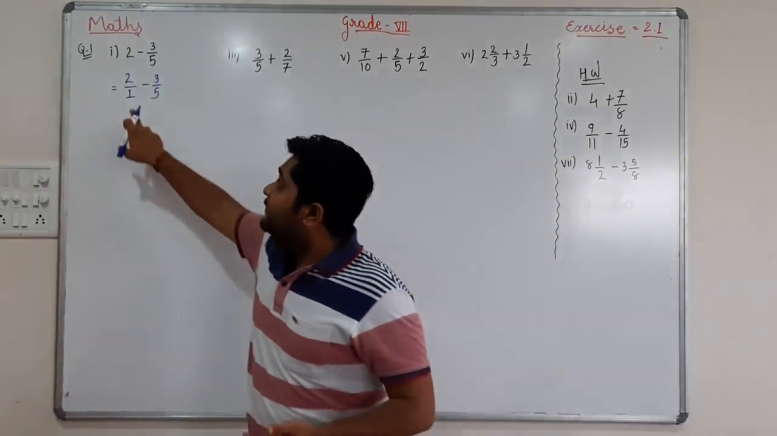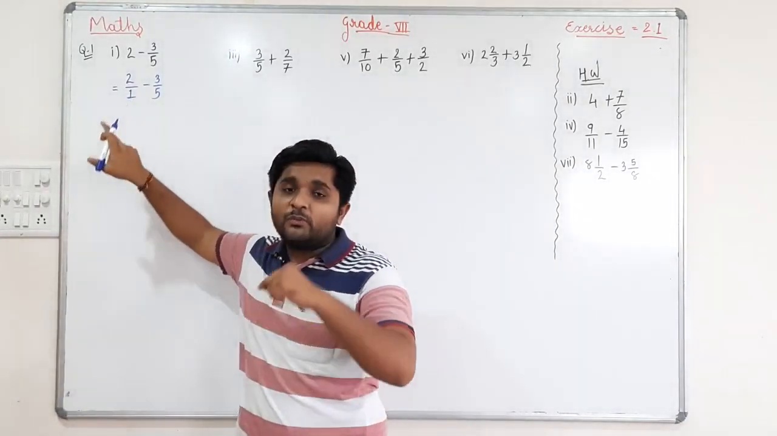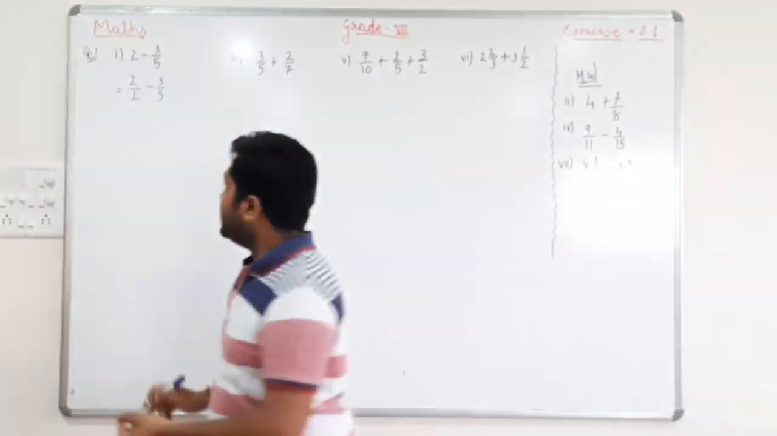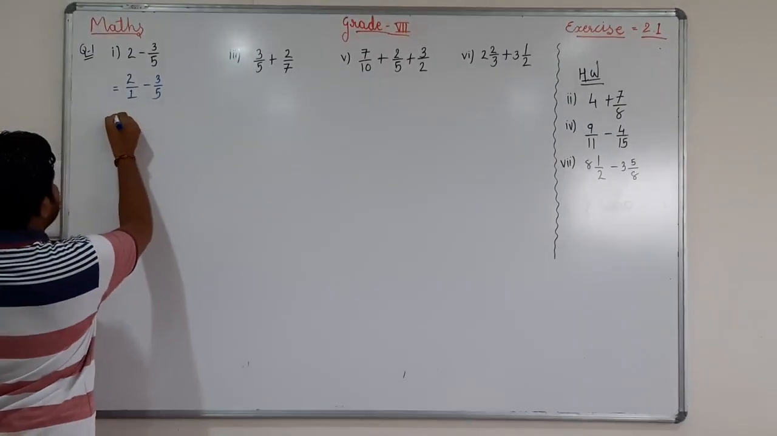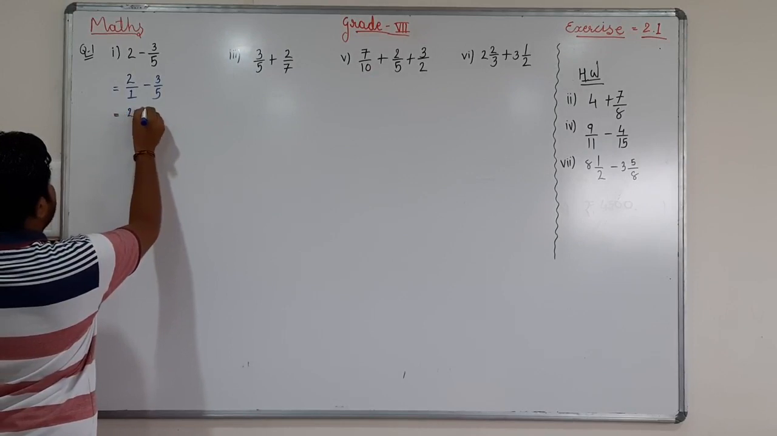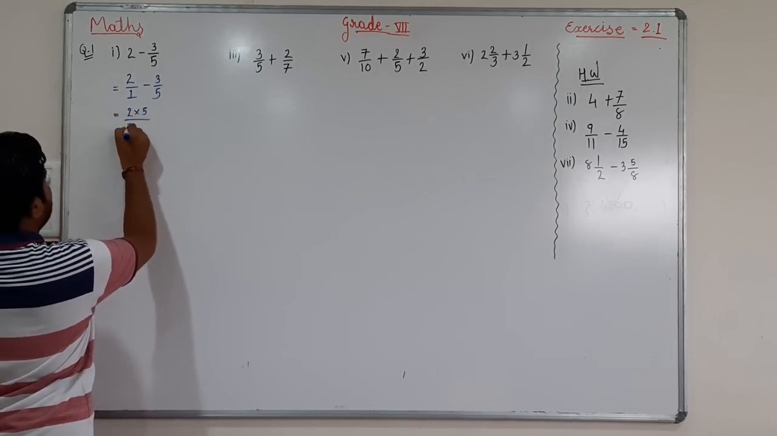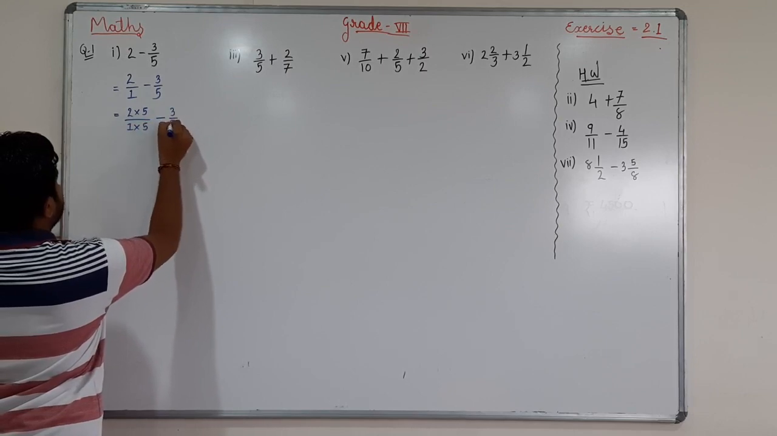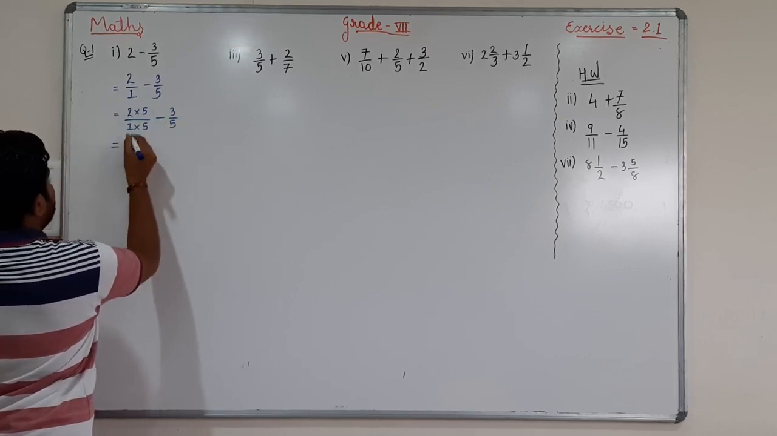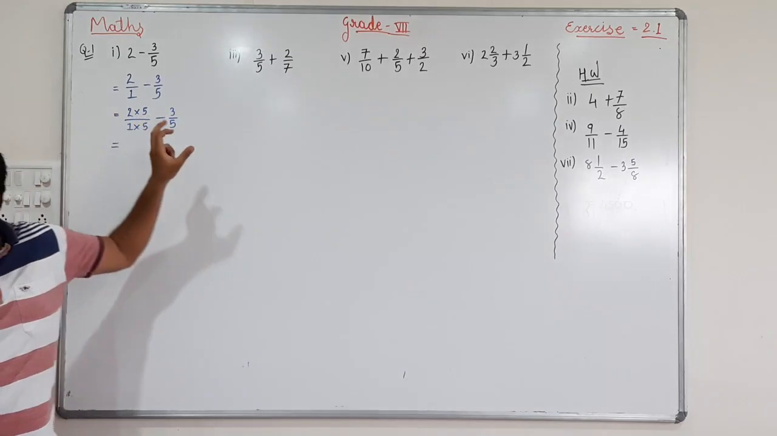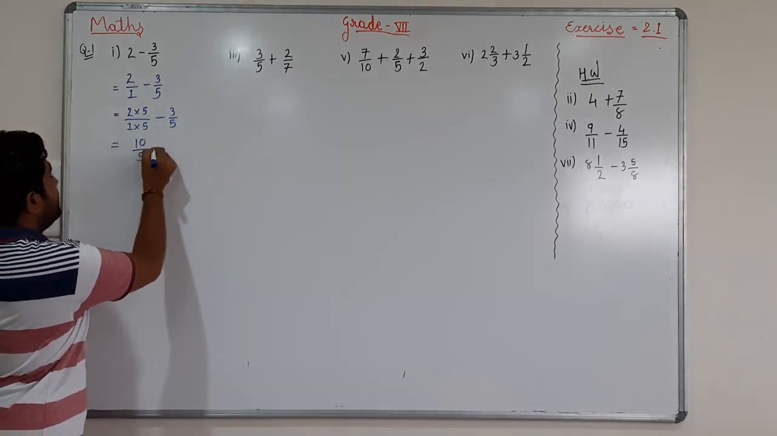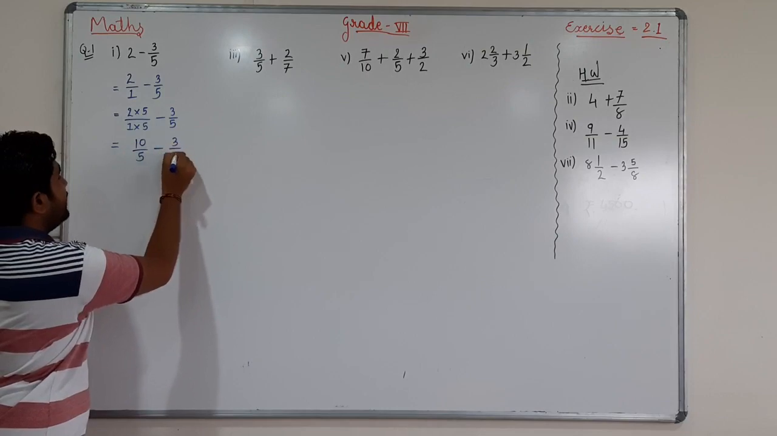यहाँ पे हम 5 से मल्टीप्लाई करते हैं, सो न्यूमरेटर ऑल्सो 5 से मल्टीप्लाई करना पड़ेगा. Okay, so let me make the denominator the same. 2 multiplied by 5 upon 1 multiplied by 5 minus 3 by 5. So friends, 2 5s are 10 and 1 5 is 5, minus 3 upon 5.